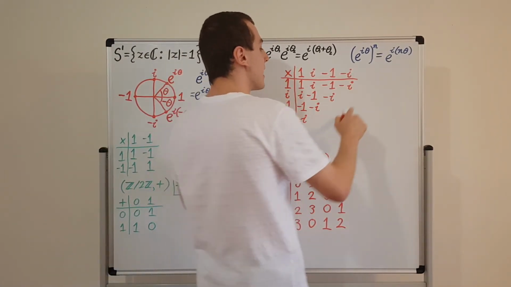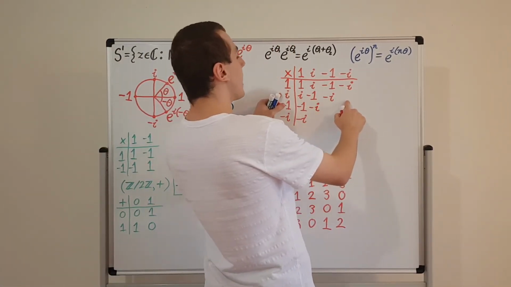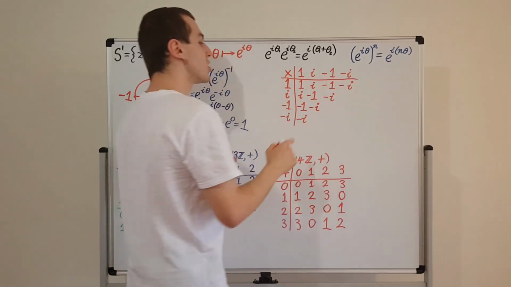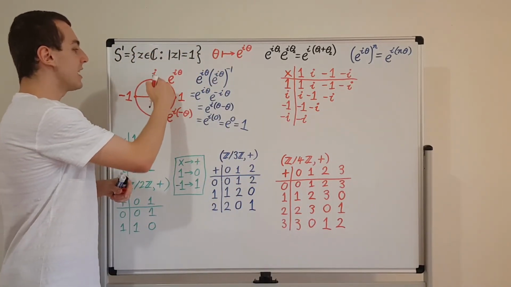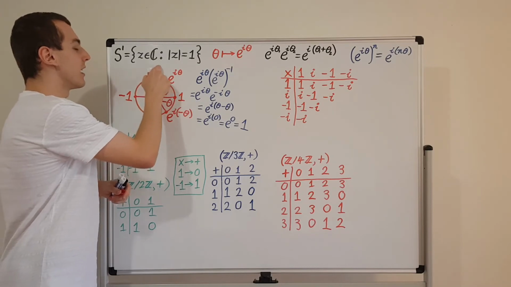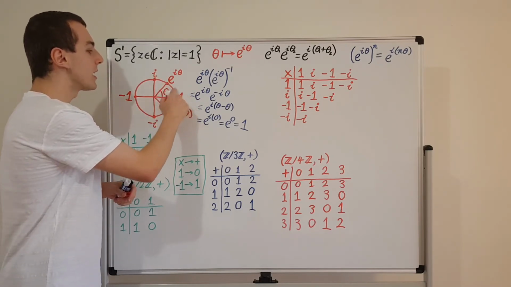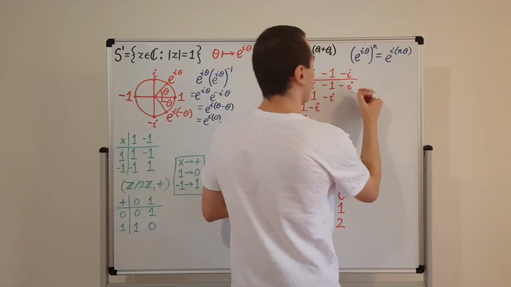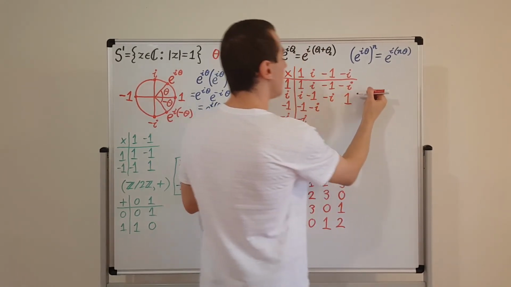So I have those guys. Now, let's fill in this last one here. i times -i. Well, I've already mentioned that i and -i are multiplicative inverses. If you multiply a number by its multiplicative inverse, you're going to get the multiplicative identity, which is 1. So now we have 1 over here. And it's the same over here.